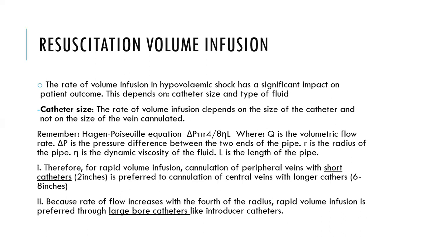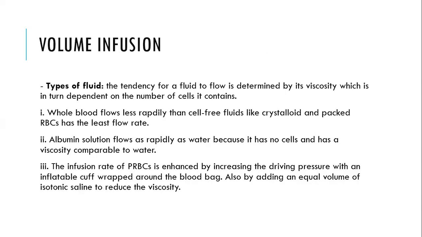So if you have a patient in hypovolemic shock, whether hemorrhagic or from GIT losses, remember, for you to achieve rapid volume infusion, you want to use your peripheral vein with a large bore catheter. The second factor that determines the rate and volume of infusion when you need rapid fluid resuscitation is the type of fluid that you are using.